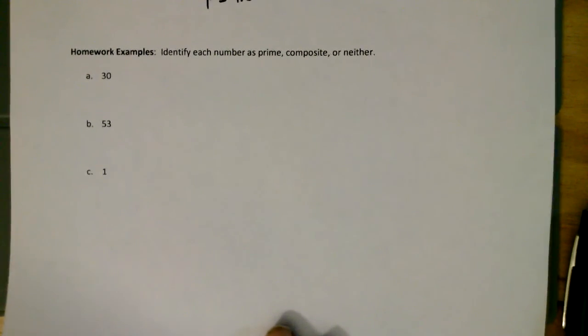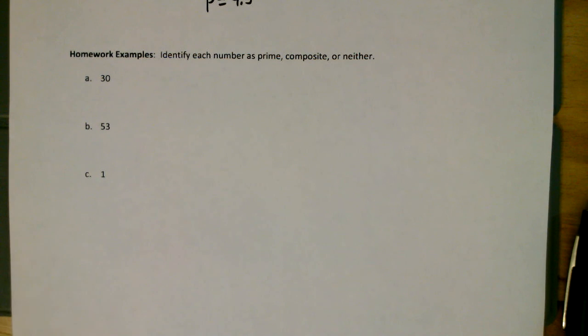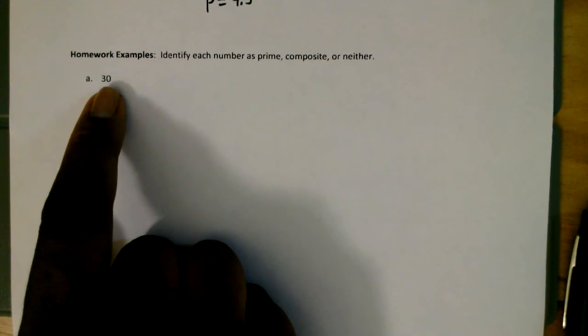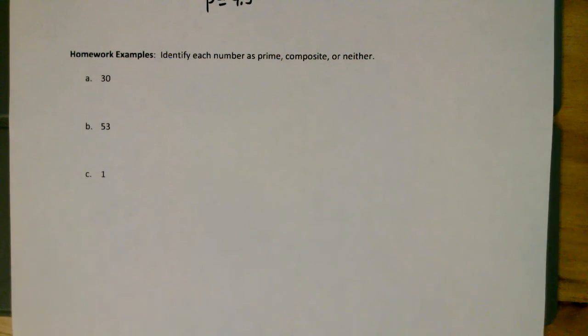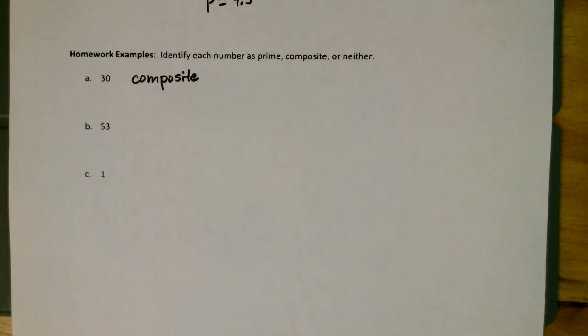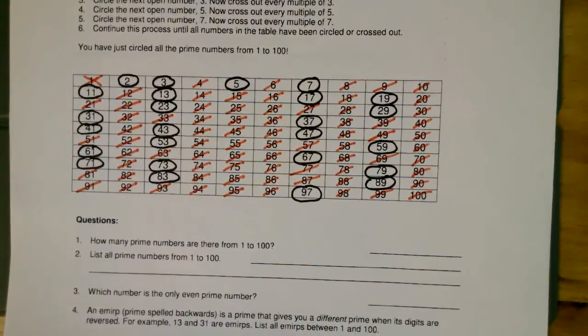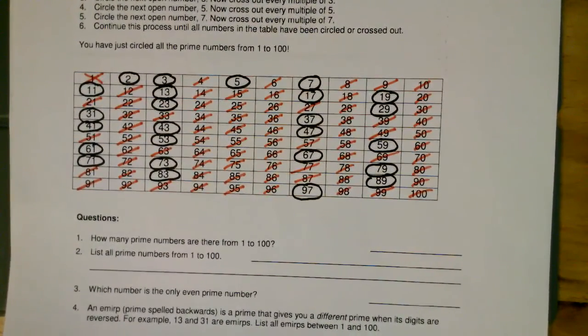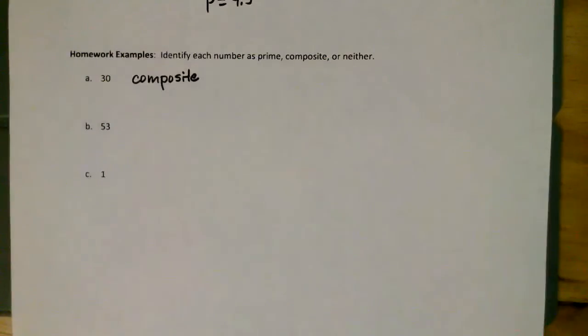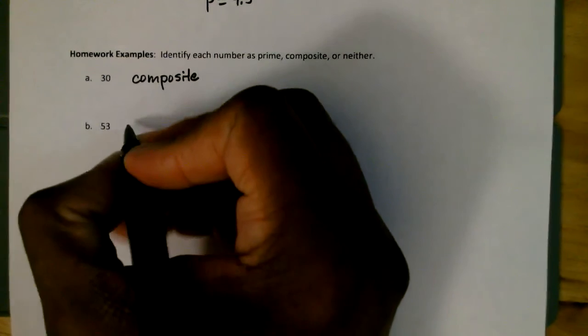And let's look at these last 3. Identify each number as prime or composite or neither. All right, let's take a look at the number 30. The number 30 is composite because I can break 30 up as 5 times 6. Now 53, this is in your sieve of Eratosthenes, and this is important for you to understand and remember your prime numbers. Here 53 we circled as a prime number. So that means 53 is prime.